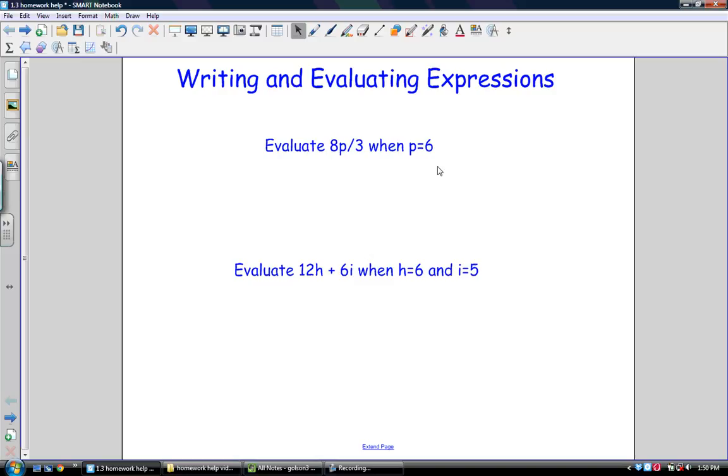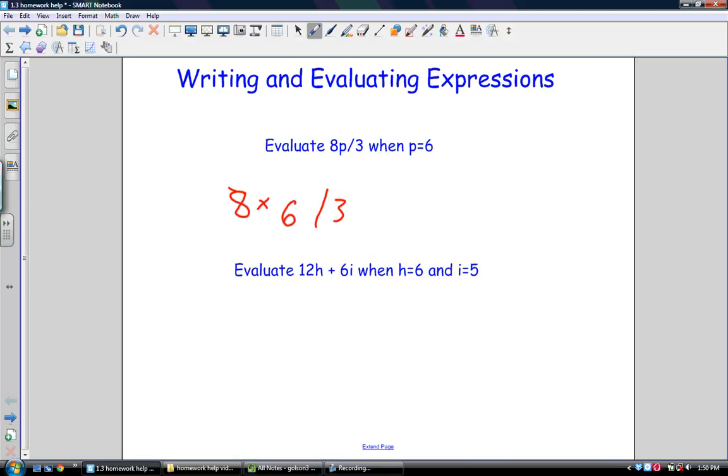So this actually is a pretty easy problem. All we have to do is take the 6 and plug it in where the p is. So I have 8. I know when the p is right next to the 8, that means multiplying. So I'm going to do 8 times 6 divided by 3. Now, the order of operations tells me when I have multiplying and dividing, I can just go from left to right. So I'm going to do the 8 times 6 first.